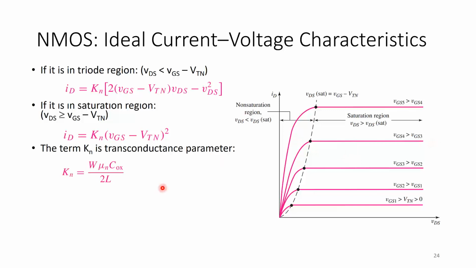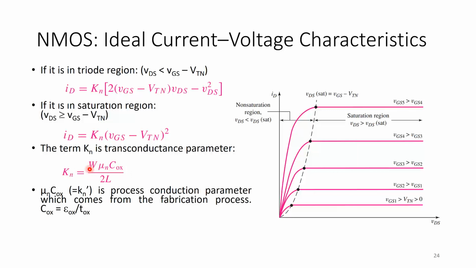The term Kn is the transconductance parameter, which equals W over 2L times mu n C ox. Now mu n C ox is what you call a process conduction parameter because it comes from the fabrication process: the kind of material, the concentration of N-type and P-type doping, and the type of oxide that it uses. These are all determined by the fabrication process.